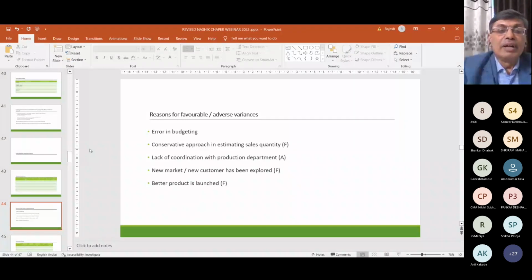New market, new customer, means the marketing department has found a new market and new customer for the product. That is why the favorable variance has happened. Better product is launched in the market, or even an existing product is launched in the market with better features, so it has resulted in favorable variances.